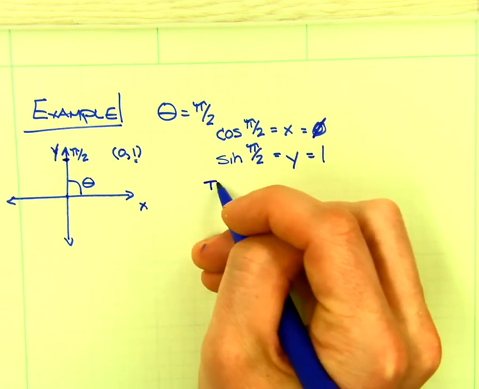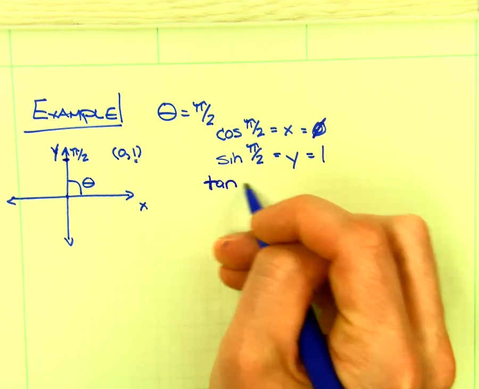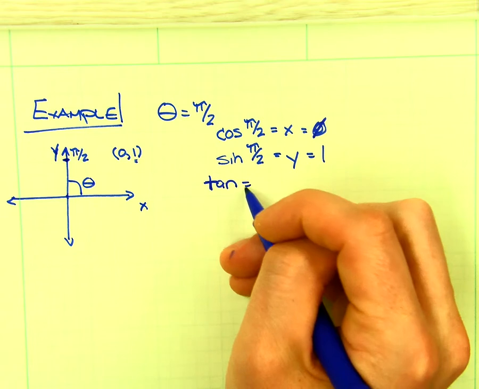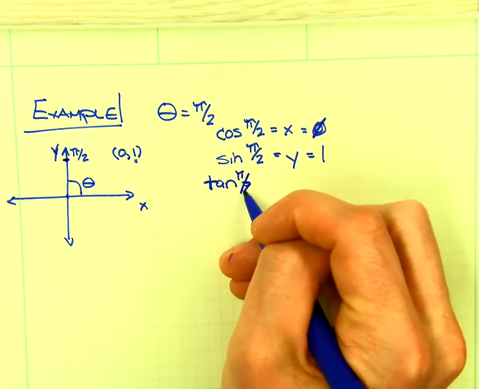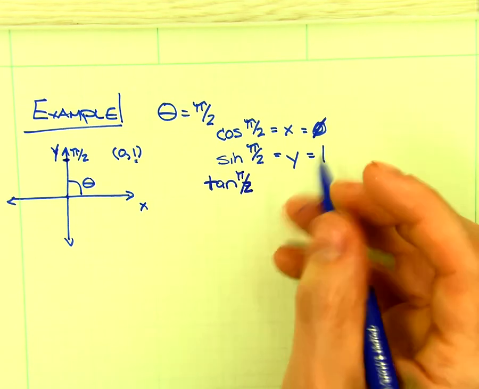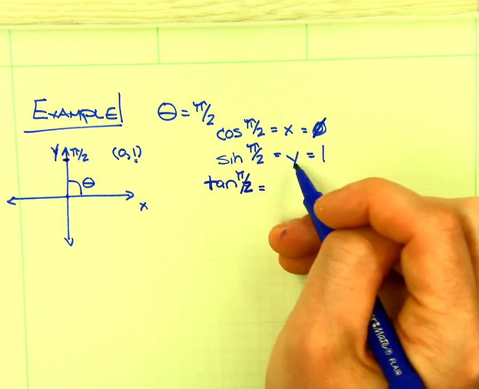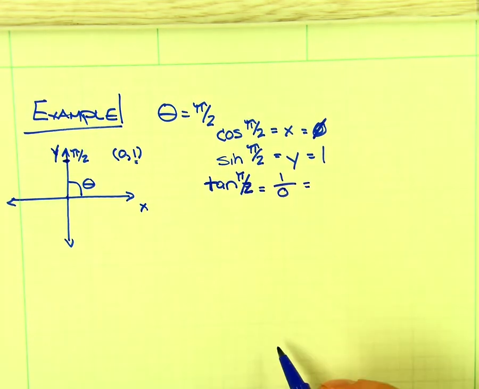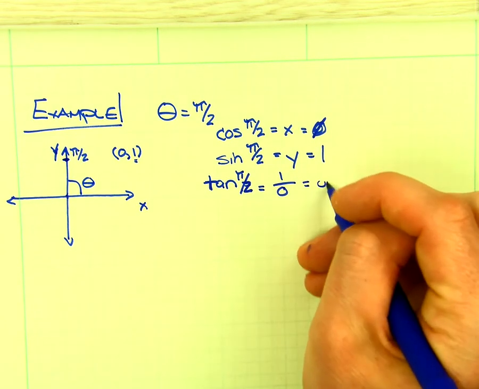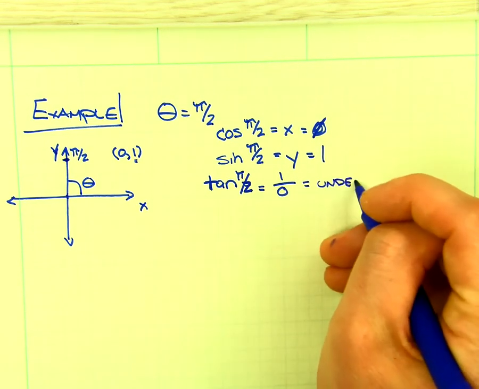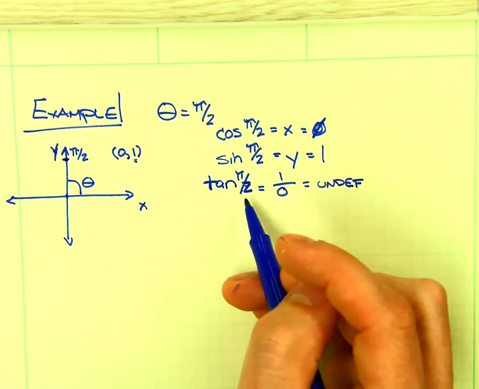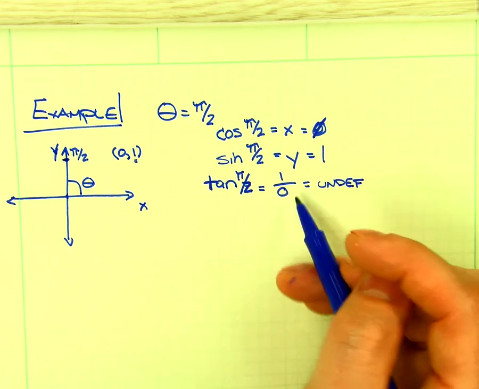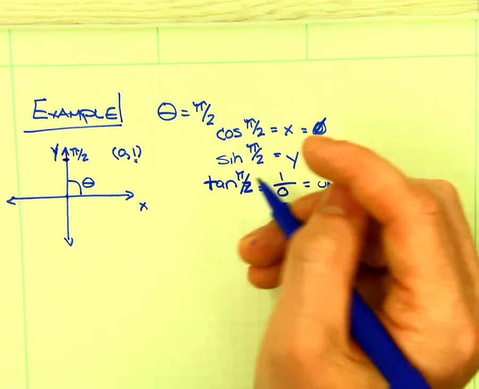Now tan is going to be sine over cosine. Oops, sorry, the tangent of pi divided by 2 is going to be equal to y divided by x, which is going to be 1 divided by 0. Now anything divided by 0 is totally undefined. And sure enough, if I was to plot the tangent function, I have a vertical asymptote at pi over 2.